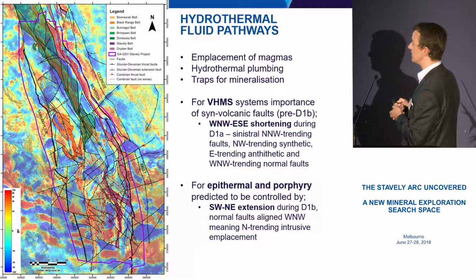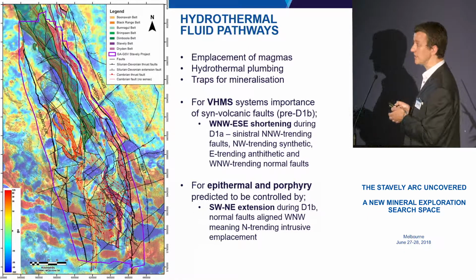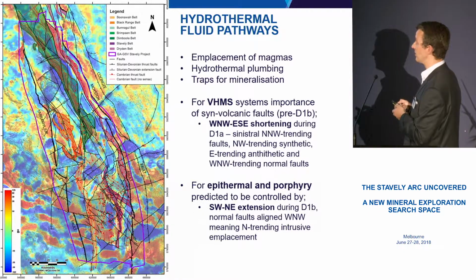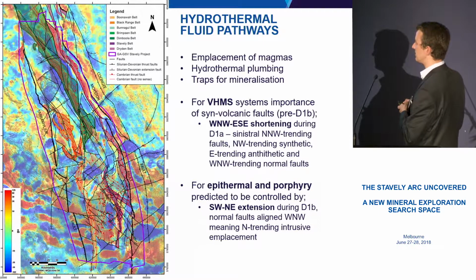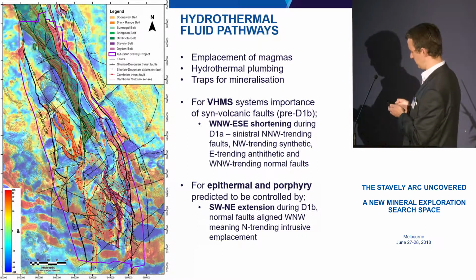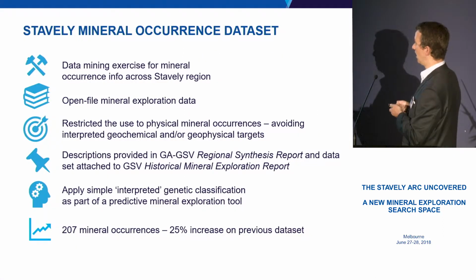be largely associated with west-northwest, east-south-east shortening during D1A, and we can predict a variety of faults that would be associated with that. So we'd be happy to look for those sorts of indicators if we were looking for a VMS system. For porphyry and epithermal, if we're focusing on that late-stage transtension event, so that's D1B, we'd be looking for faults in this orientation to control those systems.